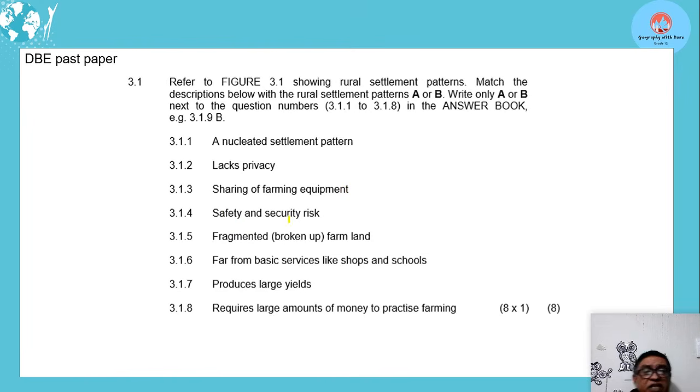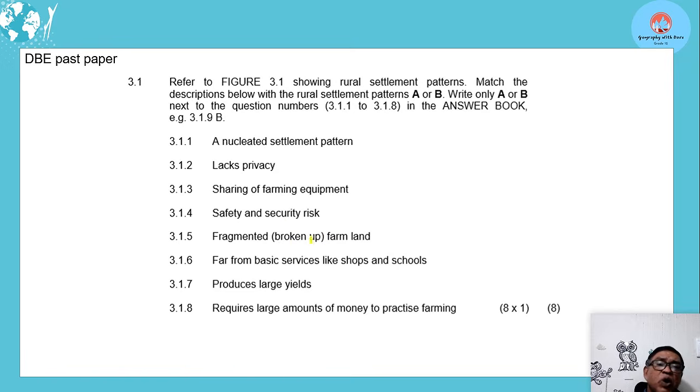Safety and security risks. I know some people say when people are close, it's not safe, but generally speaking, your safety and security risk is when people live far away from one another, and if they're getting robbed or in any danger, sometimes your neighbor is not close enough to help you. So this would be your dispersed settlement, which is B.